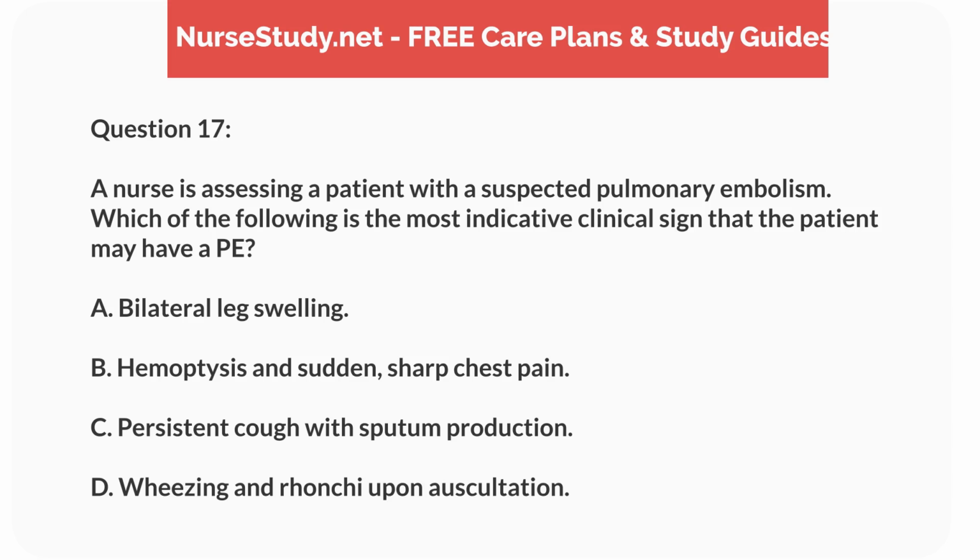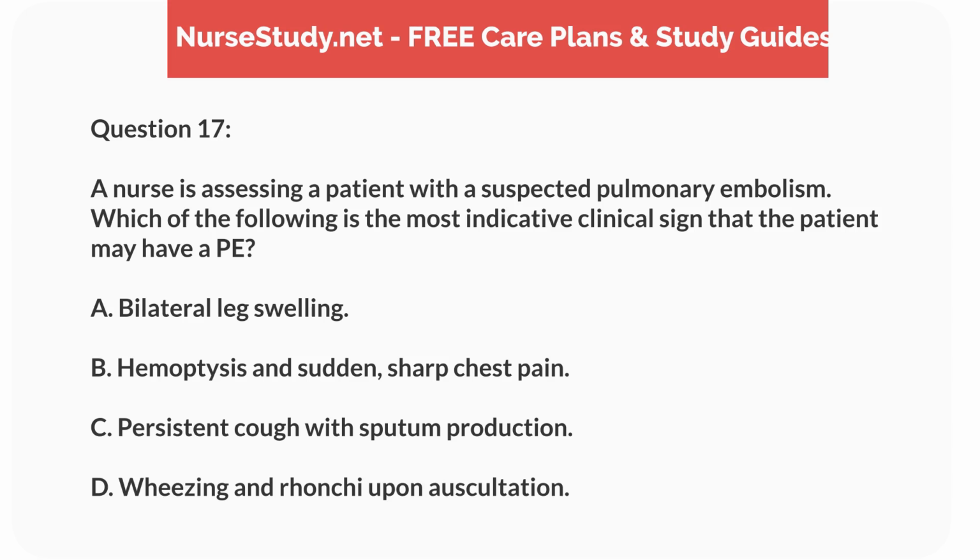Question 17. A nurse is assessing a patient with a suspected pulmonary embolism. Which of the following is the most indicative clinical sign that the patient may have a PE? A. Bilateral leg swelling. B. Hemoptysis and sudden, sharp chest pain. C. Persistent cough with sputum production.